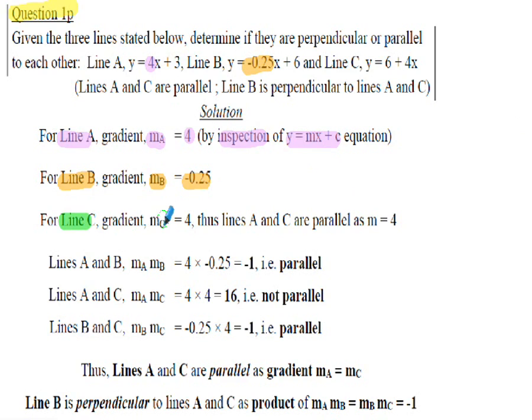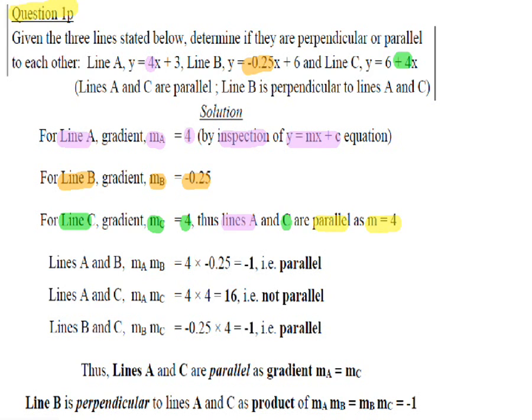And for line C, the gradient MC, we can see that the gradient is 4. From the equation y equals mx plus c, notice it's written as y equals c plus mx, so the m in this case here is 4. So we can clearly see that lines A and C are parallel, as they both have a gradient m of 4.